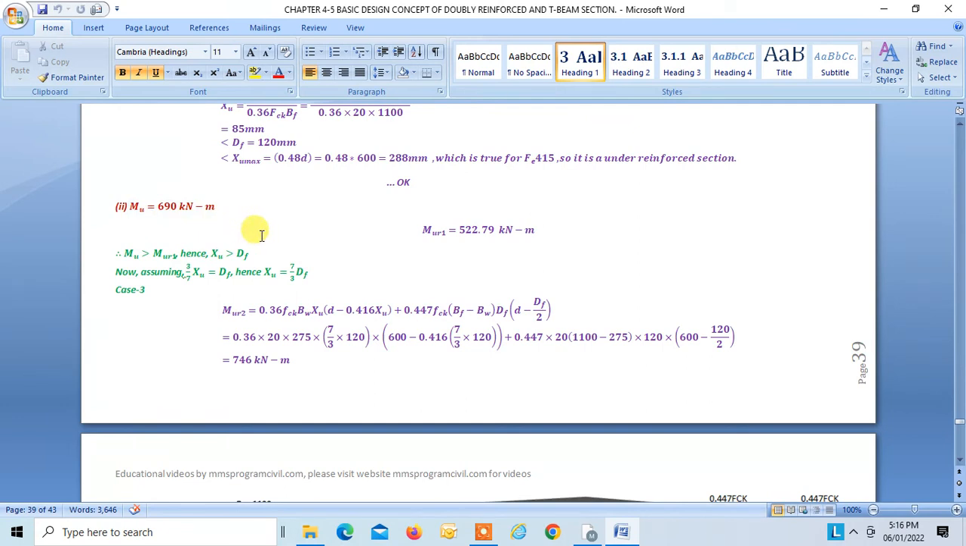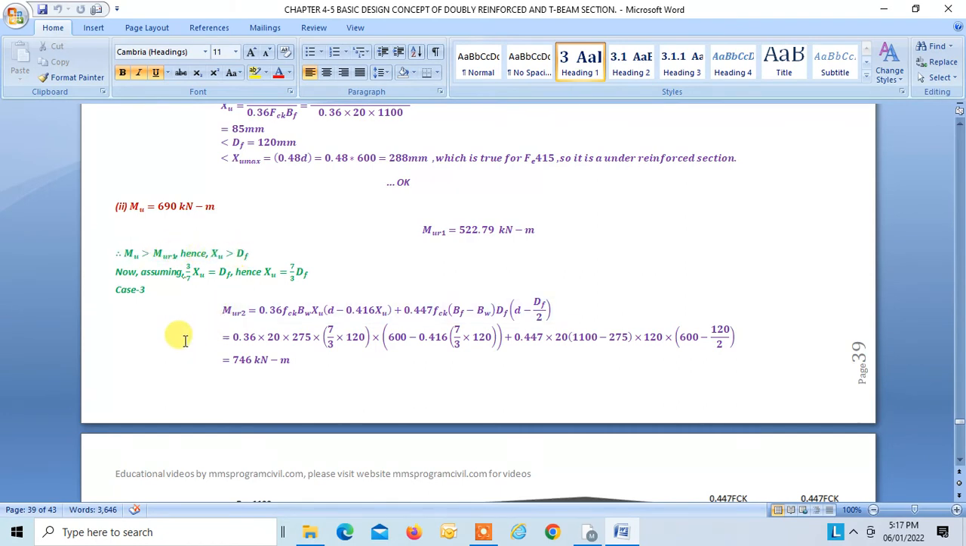Again we know MUR1. The first assumption is that the depth of the neutral axis is equal to DF. That means the neutral axis is at the bottom of the flange, right? For that we have already calculated MUR1, that is 522.79. But our design moment is greater than this. That means the neutral axis falls in the web, right? MU is greater than MUR1, so XU will be greater than DF.